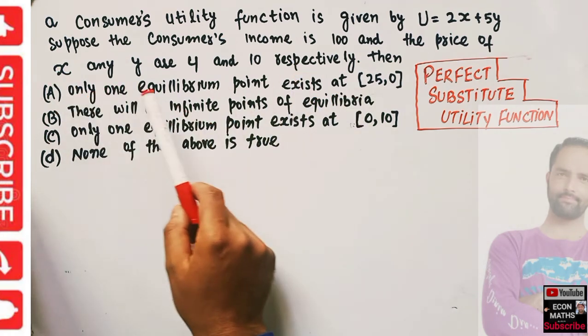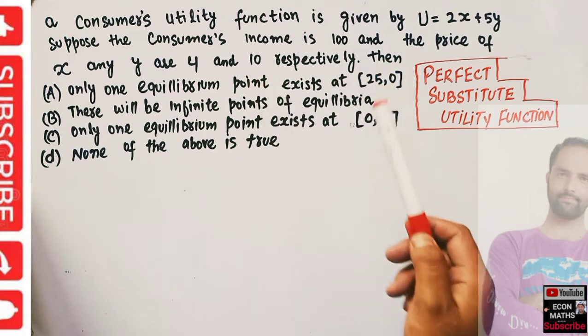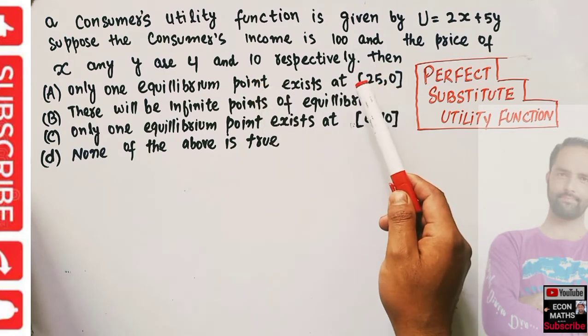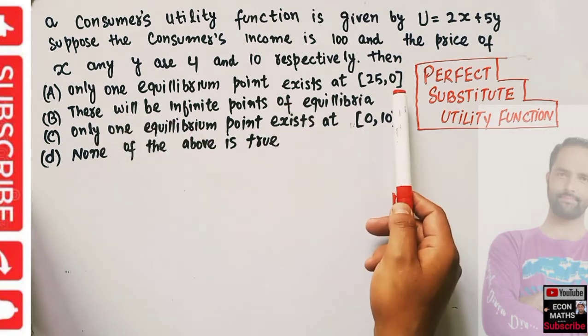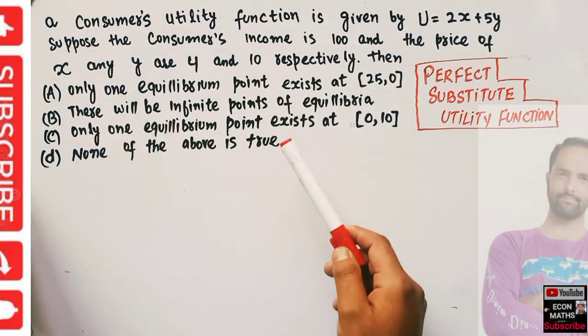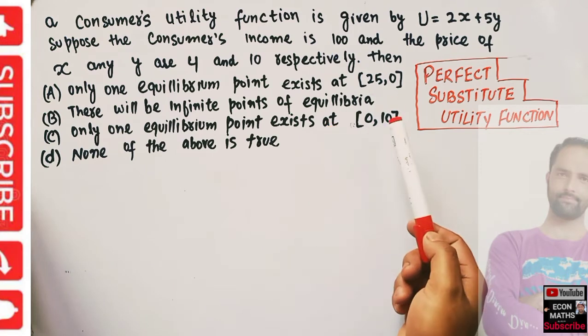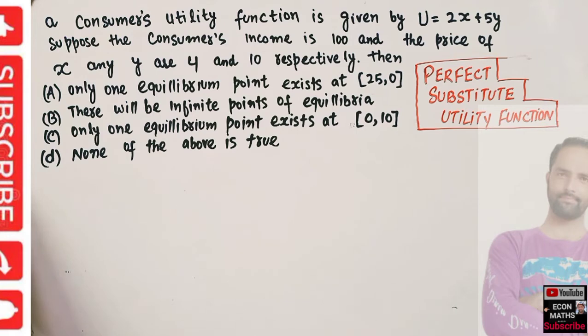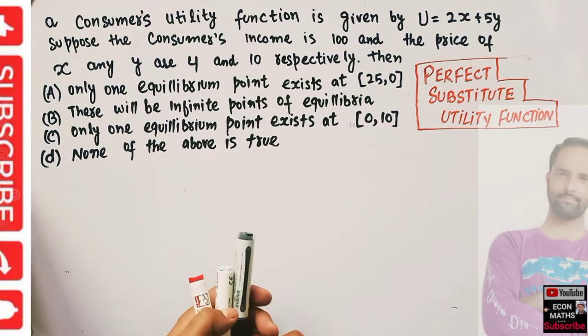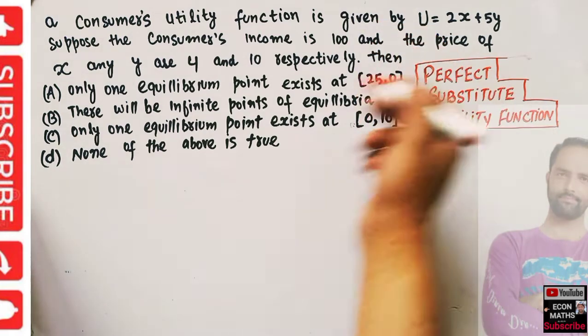The options are: only one equilibrium point exists when the consumer consumes 25 units of good X and 0 units of good Y; there will be infinite points of equilibrium; only one equilibrium point exists when X is equal to 0 and Y is equal to 10; and none of them. We have to see which option is correct.